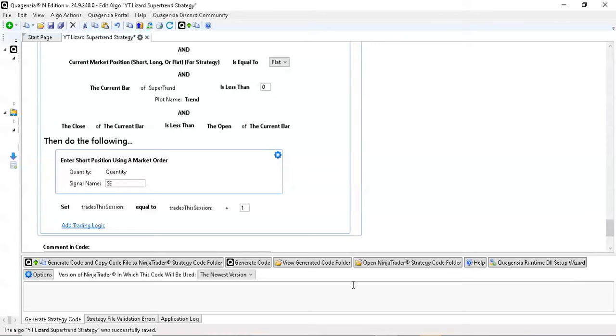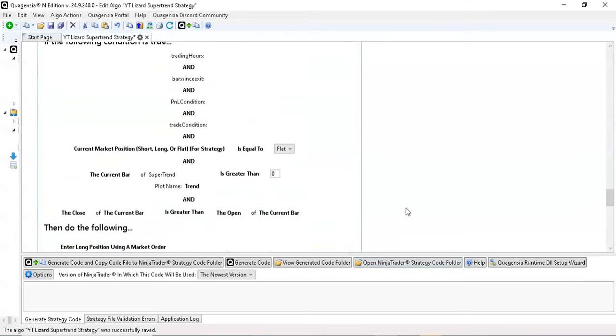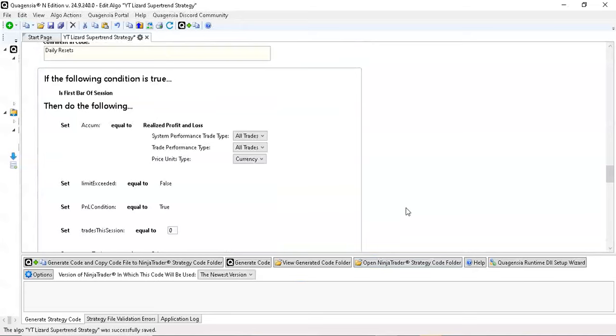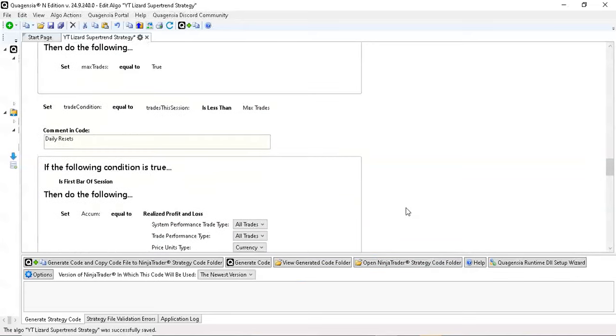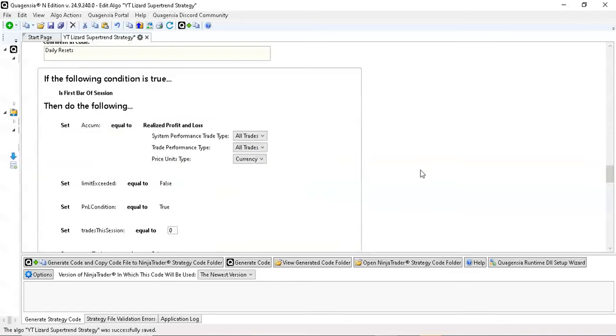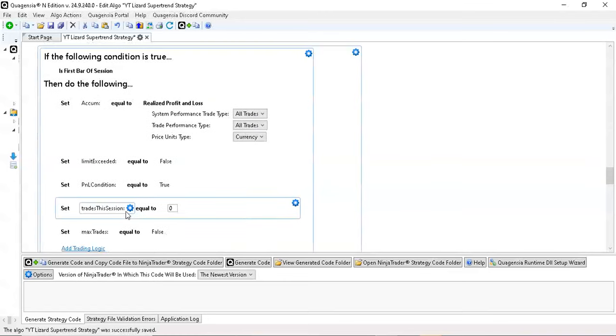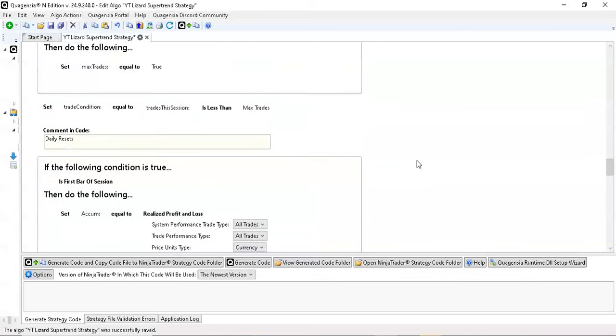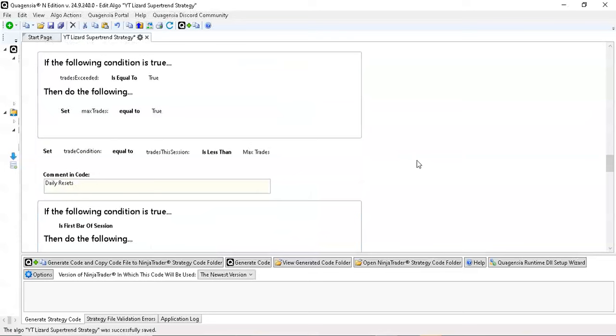All right, so we got it all in place. Just go over it real fast. Appreciate your patience. I just want to see max false, trade condition, trade exceeded this session, max trades, trade true. Then if the trade condition is true, if it's less than the max trades, at the first bar of the session, the trade session is reset, as well as the max trades going back to false. After it's set to true, okay.